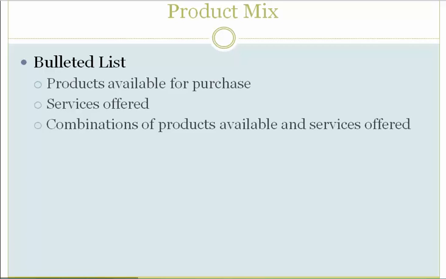Let's look at the product mix first. Your product mix is going to be really simple. It's just a bulleted list of information. You're going to highlight the products that are available to purchase at your business if you're selling products, or if you are more of a service business rather than a retail, then you could look at the services that are being offered to your customers.